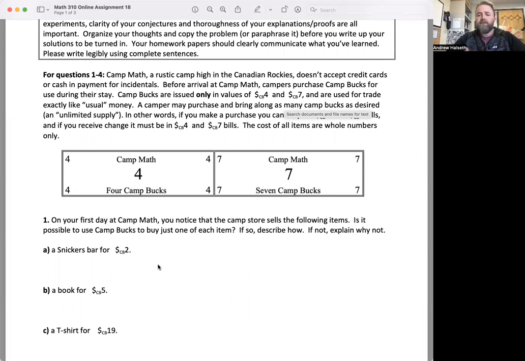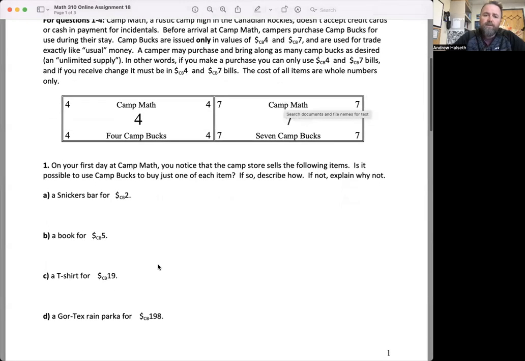So just experiment and see if you can come up with a way to buy each of these items. It may or may not be possible. So if it's not possible, explain why not. If it is possible, explain how you would do it.